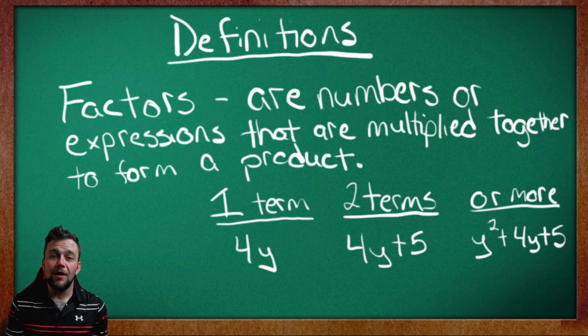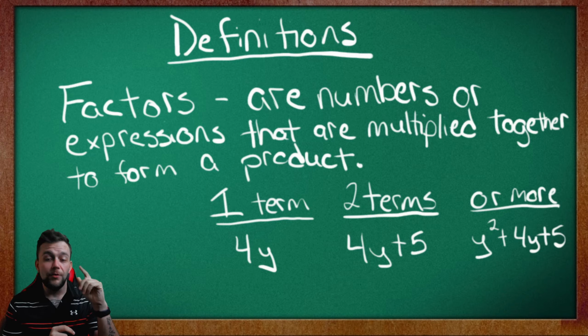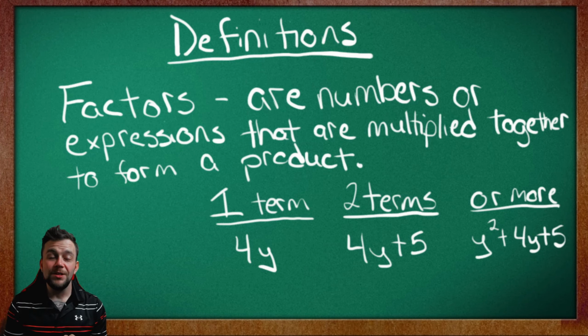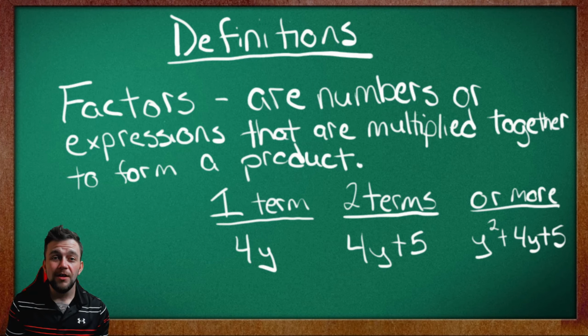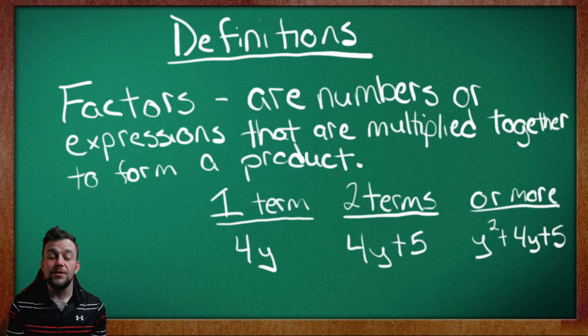So factors. What are factors? When I ask you to find a factor of something, what is it? Well, they are numbers or expressions that are multiplied together to form a product, okay? So basically, if you multiply 2 and 2, so 2 times 2, that equals 4. 2 is a factor of 4, okay? If you multiply 1 and 4, well, 1 is a factor of 4. Let's just take, for instance, the number 6. The factors of 6 are 2 and 3, so those are the factors of 6.